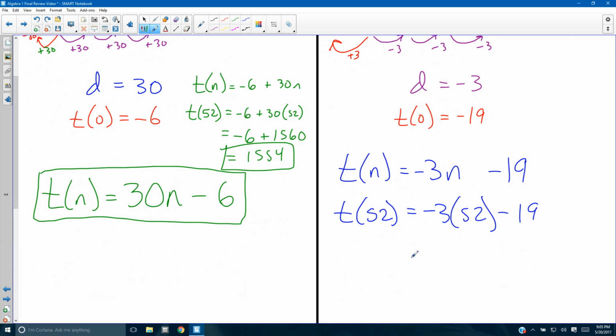Negative 3 times 52 is negative 156. Gee, we can't get away from that 156, can we? Minus 19 is negative 175. So the value of term number 52 is negative 175.